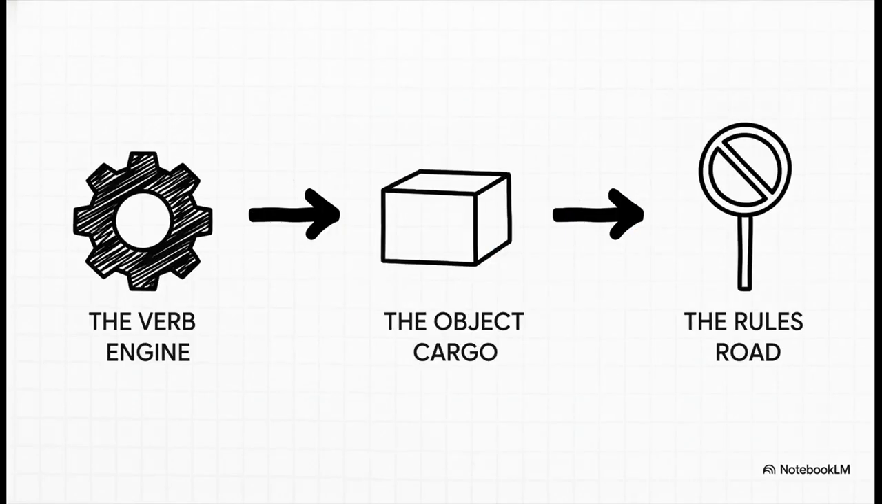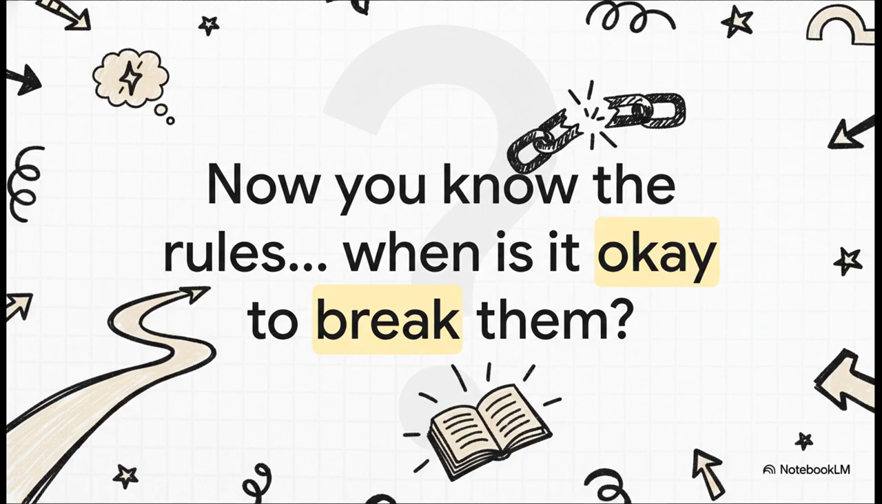So there you have it. It really all just boils down to these simple little building blocks. First, you find your engine, the verb. Then you see what it's acting on, the object. And finally, you just apply the rules of the road to make sure it all runs together perfectly. And that's our grammar boot camp. You now have the core mechanics you need to build really powerful sentences.